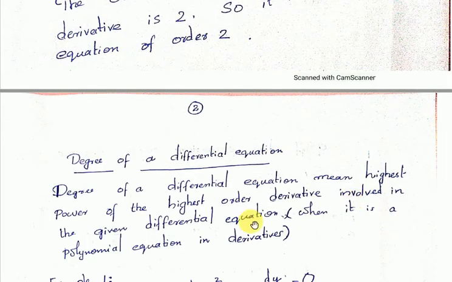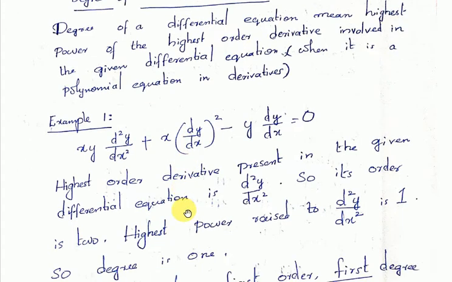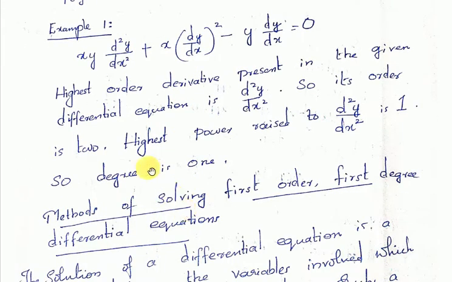Next, degree of a differential equation. The degree of a differential equation is the highest power of the highest order derivative involved in the differential equation. We can consider the example: x into y into d square y by dx square plus x into dy by dx the whole square minus y dy by dx equals 0.